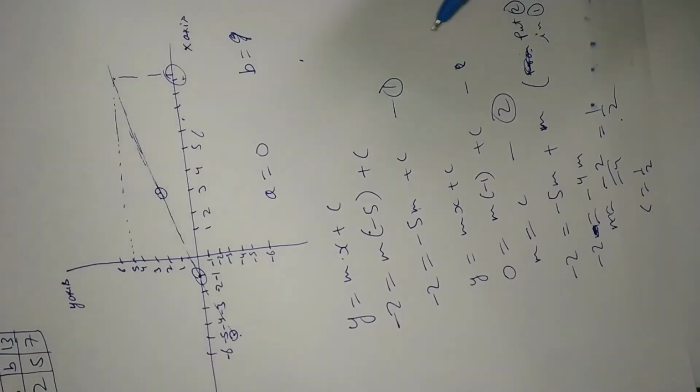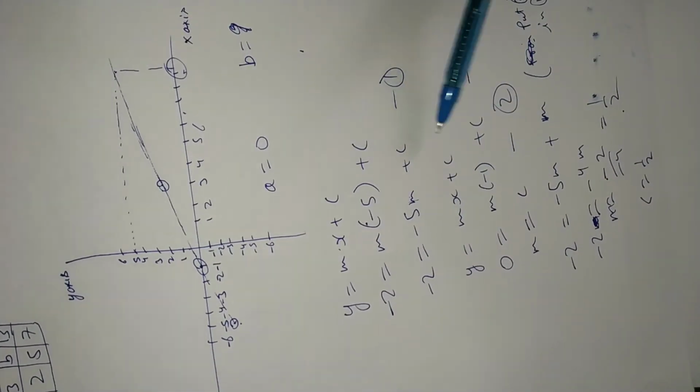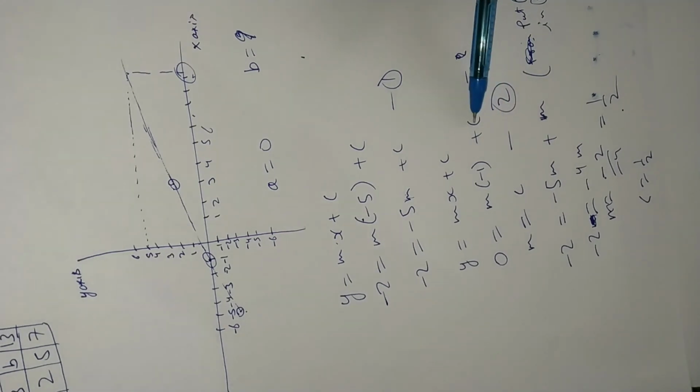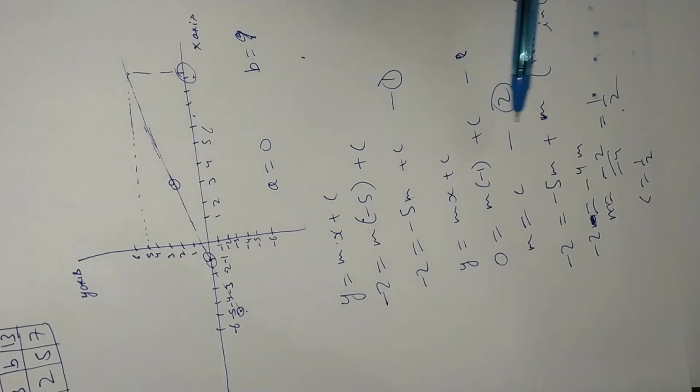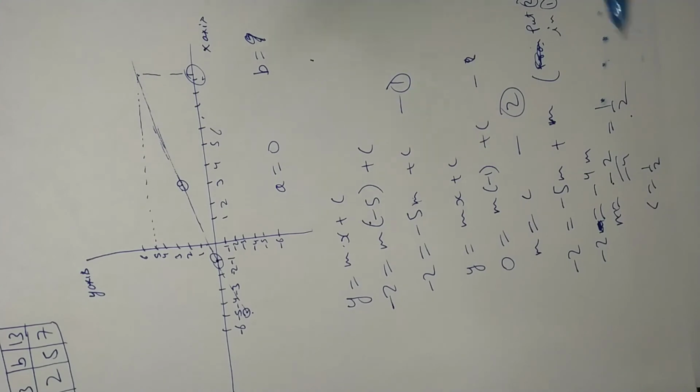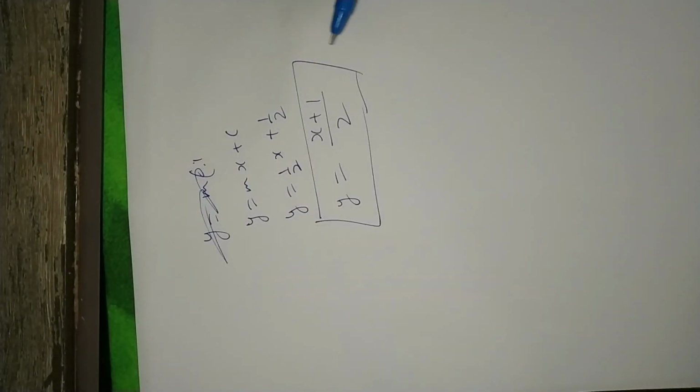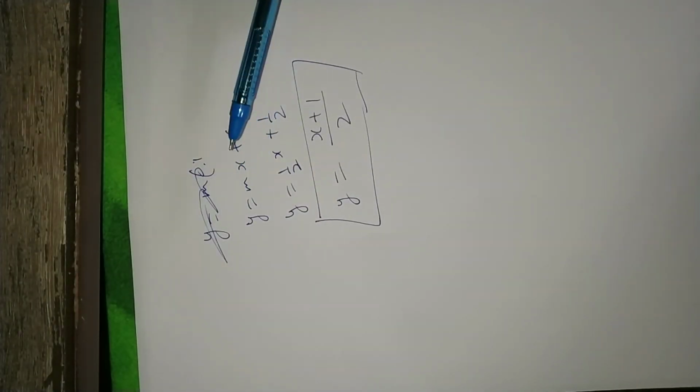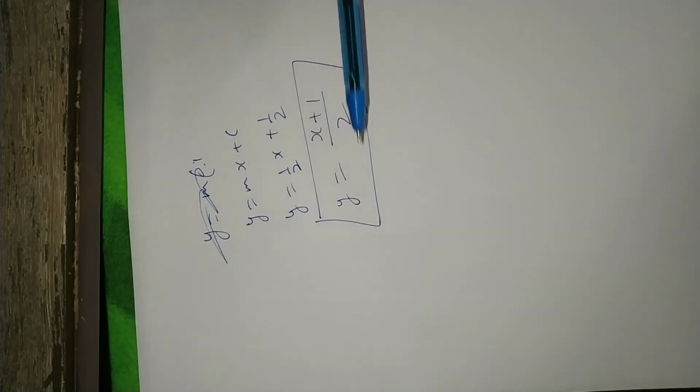Just put any two values and then solve these. This will also become a linear equation that you solve in the usual manner. By any of the methods you can solve and you will get the final answer. Then put the values of m and c to get the relation between x and y.